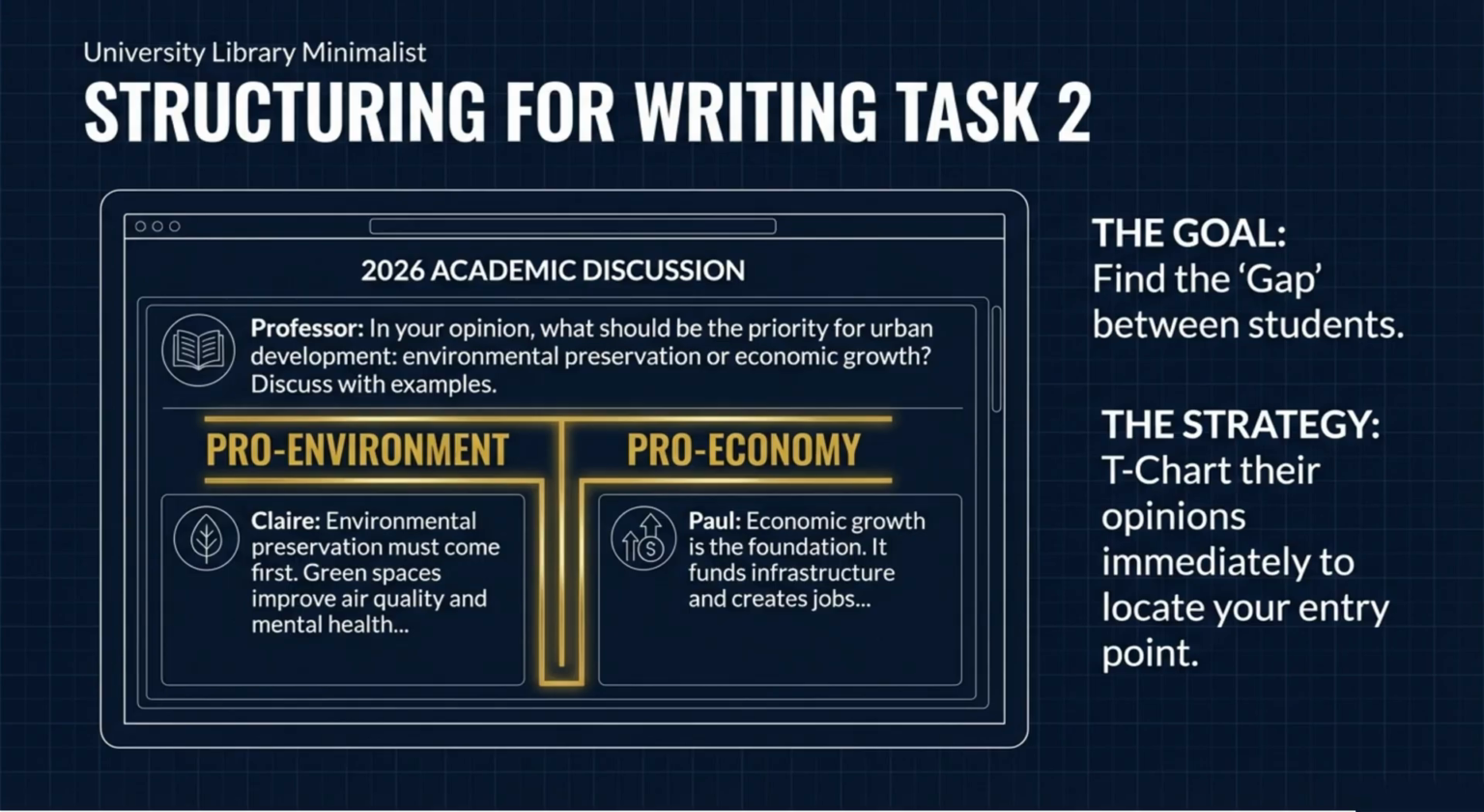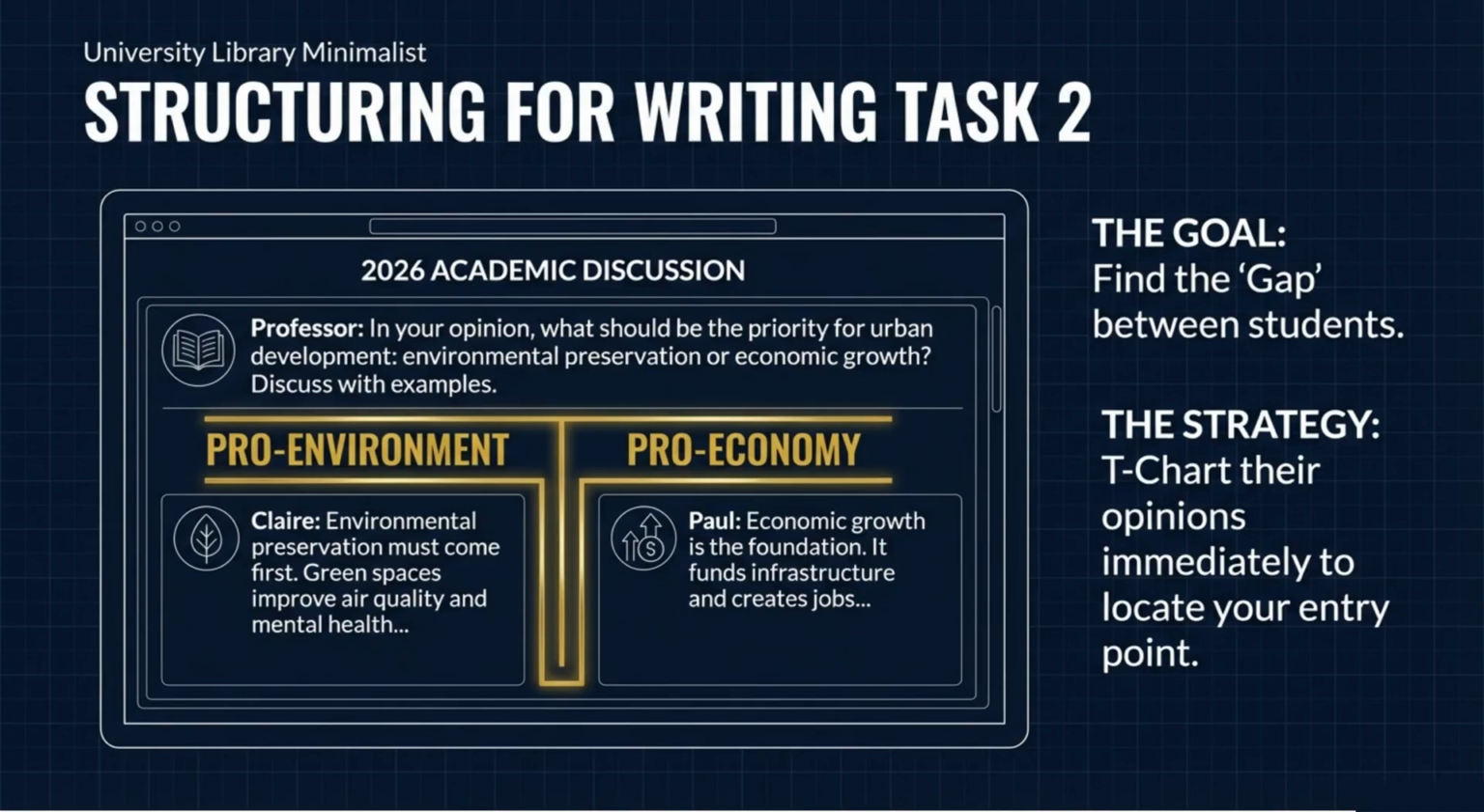In writing task 2, you must respond to a prompt with multiple student opinions. Here's your goal. Find the gap between what each student believes. Use a T-chart. On the left, write Claire, pro-environment. On the right, write Paul, pro-economy. Now you see the conflict clearly, and you know where to begin your argument.